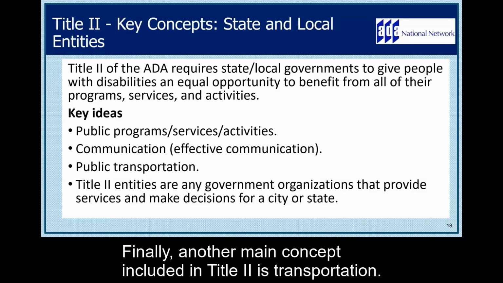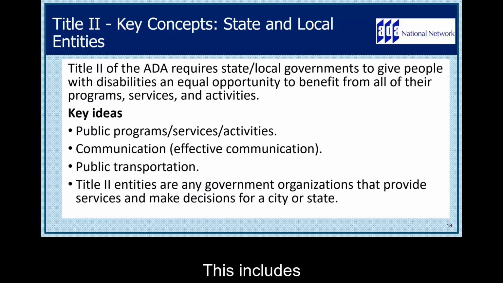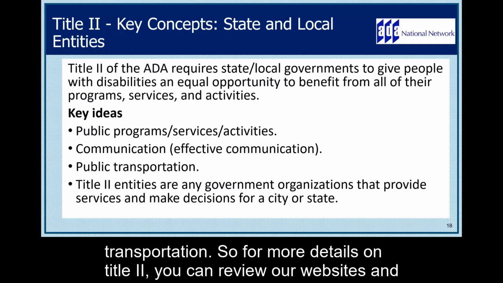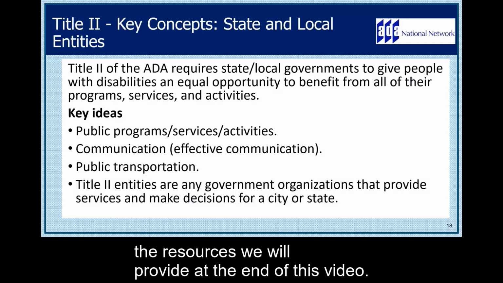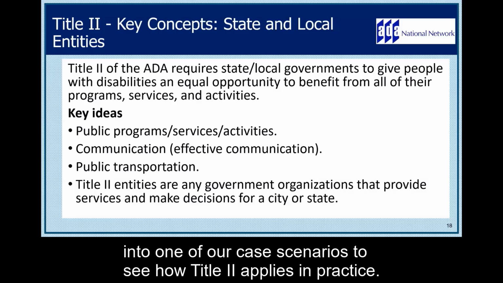Finally, another main concept included in Title II is transportation. Public transportation must be fully accessible for people with disabilities. This includes public buses, trains, stations, vans, and any other aspect of transportation. So for more details on Title II, you can review our website and the resources we will provide at the end of this video. And now we will move on into one of our case scenarios to see how Title II applies in practice.